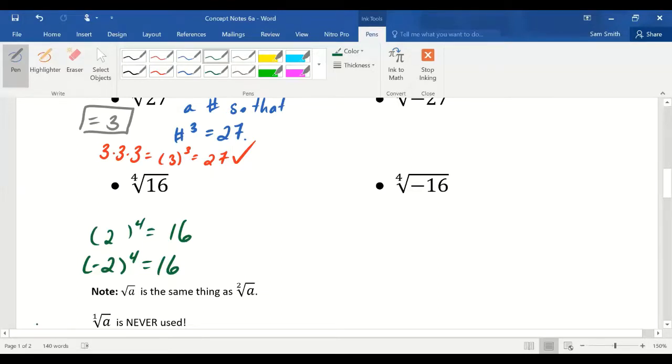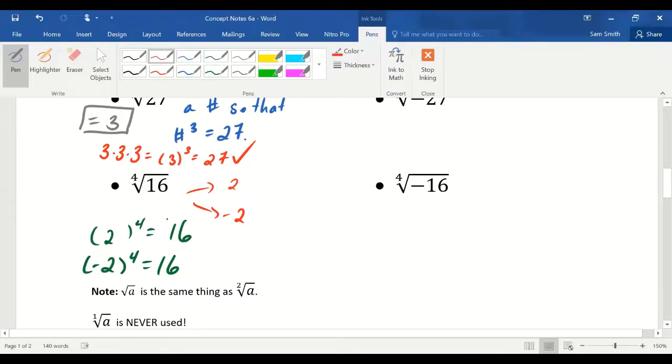However, negative 2 times negative 2 times negative 2 times negative 2, if I multiply negative 2 by itself 4 times in total, the result of that is also positive 16. Since there are two numbers whose 4th power is 16, which one of them should I choose to be the 4th root? Take a moment, what do you think?